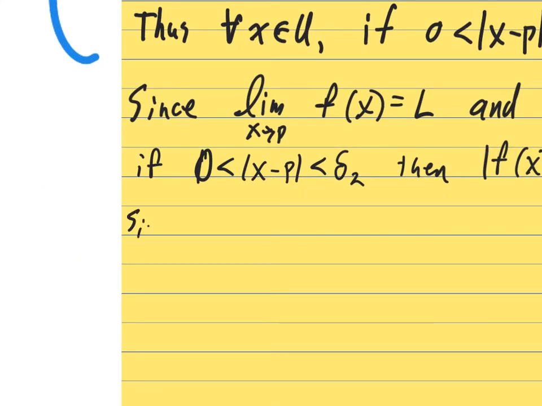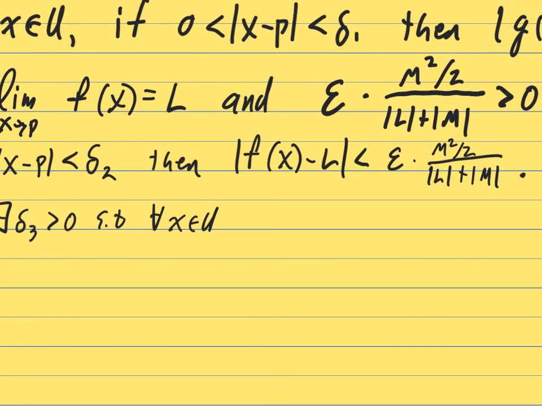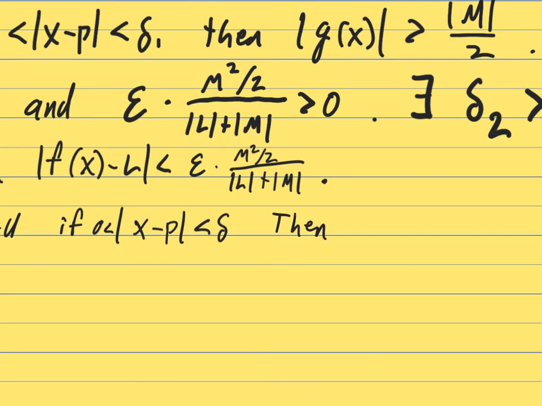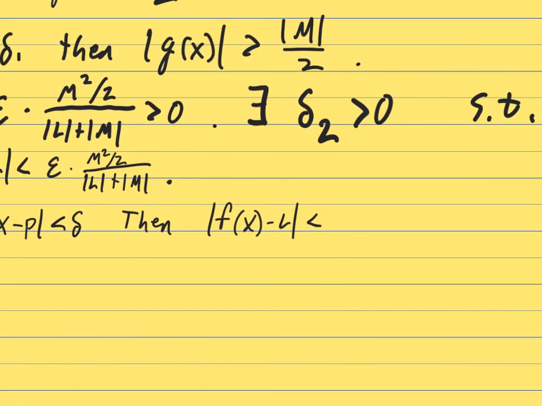And I need the same thing for G. Similarly, there exists a delta 3 bigger than 0, such that for all x in U, if 0 is less than the absolute value of x minus p is less than delta, then the absolute value of g of x minus m is less than epsilon times m squared over 2 divided by absolute L plus absolute m.